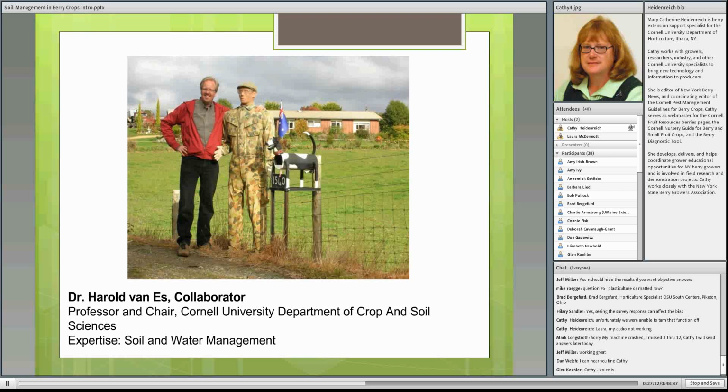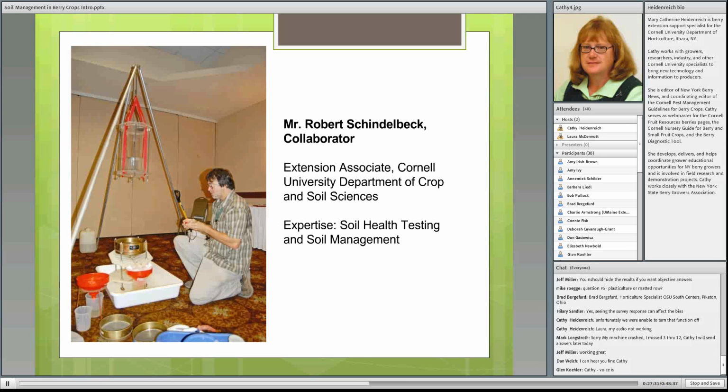This is a multidisciplinary project, and we were very happy that Dr. Harold Van Es has agreed to collaborate with us. He's professor and chair of the Department of Crop and Soil Sciences at Cornell. His expertise is soil and water management, and this is a picture of Harold down under in Australia. And Bob Schindelbeck is also a collaborator from the same department. He works very closely with Harold in the soil health testing project that's happening at Cornell University, and his expertise is soil health testing and soil management.